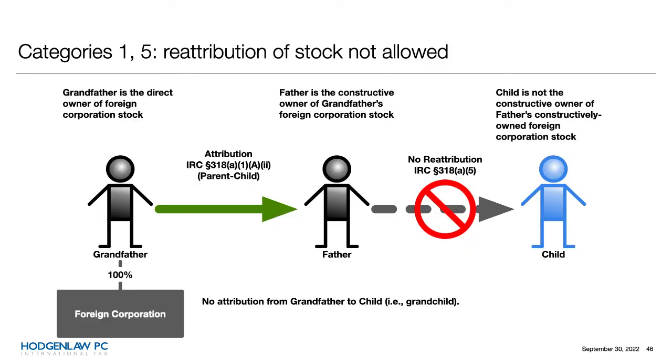And again, we saw for category 4 that reattribution of directly owned stock is not allowed. And the same rule applies because, again, we're starting from the same baseline, namely the attribution rules of Section 318. And so that 318A5, no reattribution prohibition, will apply for categories 1 and 5, just as it did for category 4.